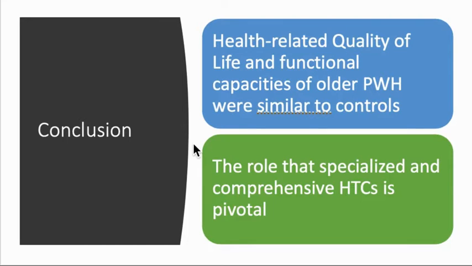In conclusion, the quality of life and functional capacity of older patients with hemophilia were similar or only marginally lower than those of their age peers without hemophilia. These results emphasize the role of specialized and comprehensive hemophilia treatment centers, as well as specific programs meant to make aging successful in patients with hemophilia, to reduce the gap with age-matched peers without hemophilia who receive standard care by general practitioners.